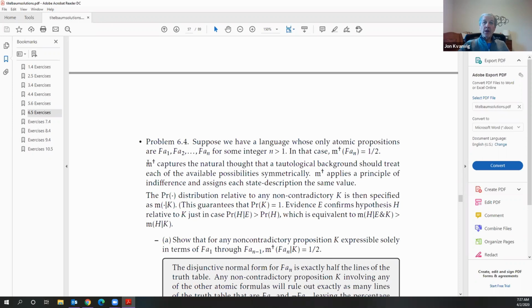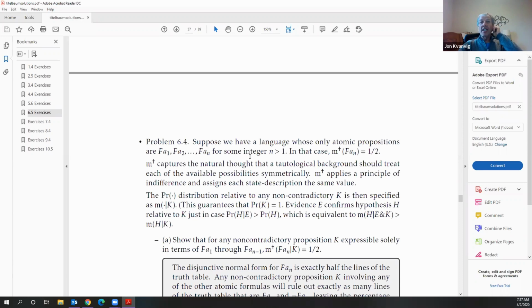This is because Carnap likes measures that honor symmetry or honor the principle of indifference. And so I give you a quote from the Titelbaum book about M Dagger. "M Dagger captures the natural thought that a tautological background should treat each of the available possibilities symmetrically. M Dagger applies a principle of indifference and assigns each state description the same value." So remember, state descriptions are lines on the big long truth table for the language.